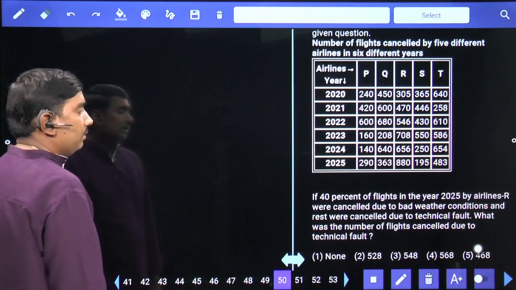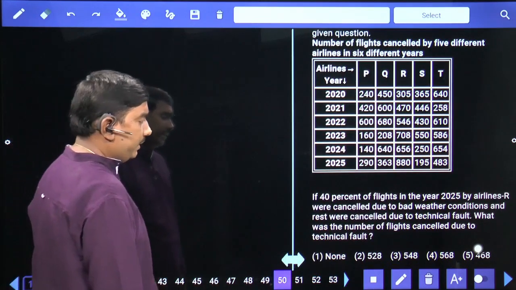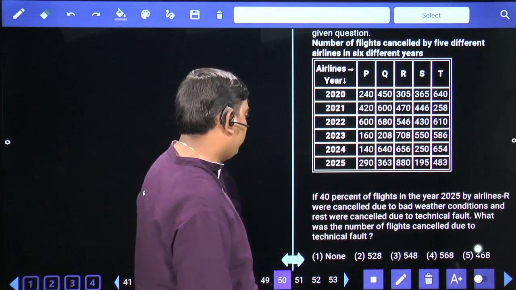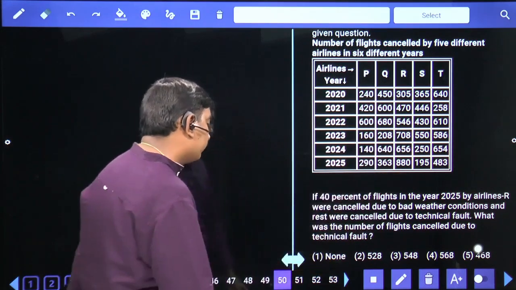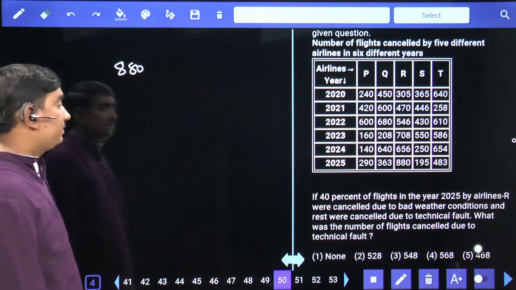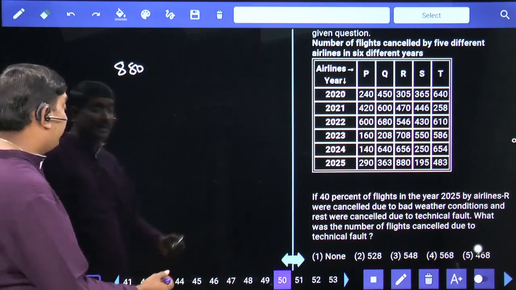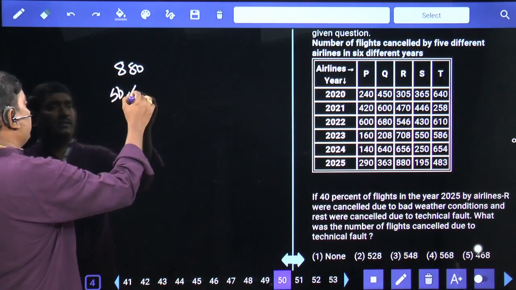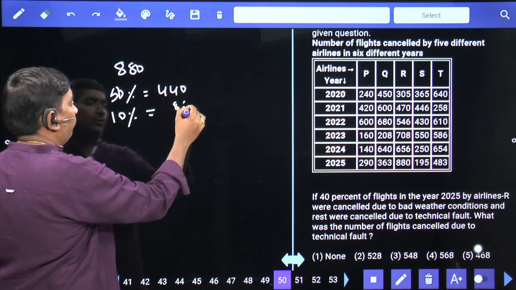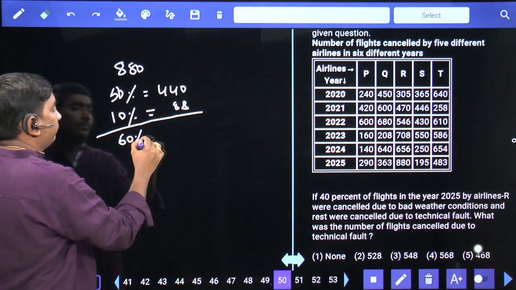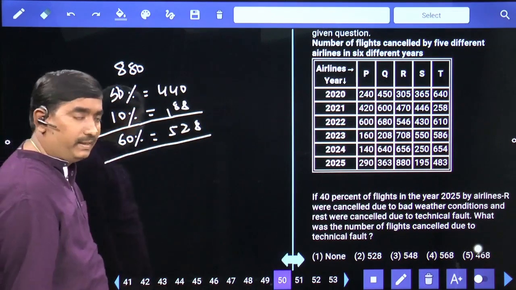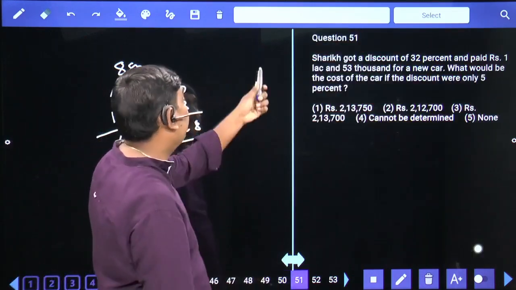Next, if 40% of the flights in the year 2025 by airline R were cancelled due to bad weather and the rest were cancelled due to technical fault, what was the number of flights cancelled due to technical fault? 2025 airline R 880. Out of 880, 40% were bad weather. So remaining 60% were technical fault. So 50% means 440. 10% value 88, then total 60% value 528. Technical fault, 528 flights were cancelled.